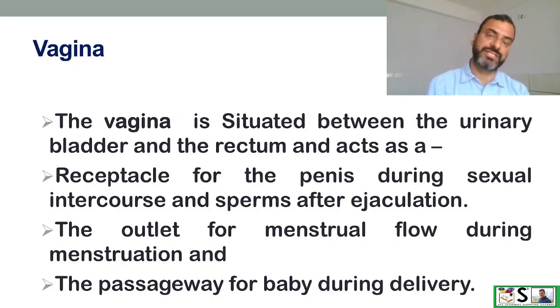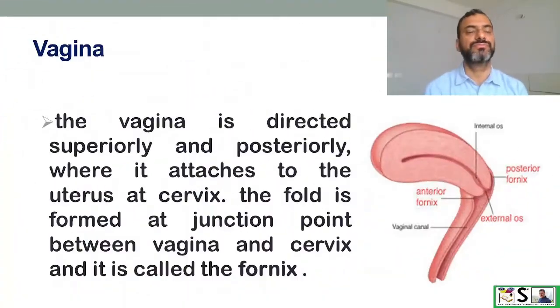It also acts as the outlet for menstrual flow during menstruation and a passageway for the baby during delivery. The vagina is directed superiorly and posteriorly. Here you can see this one. And at the end it attaches with the uterus at the cervix.